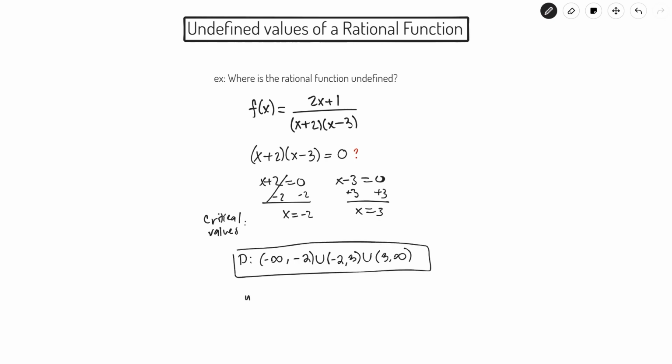And as we see, we have two undefined values. They're the values when x is equal to negative 2 and equal to 3.